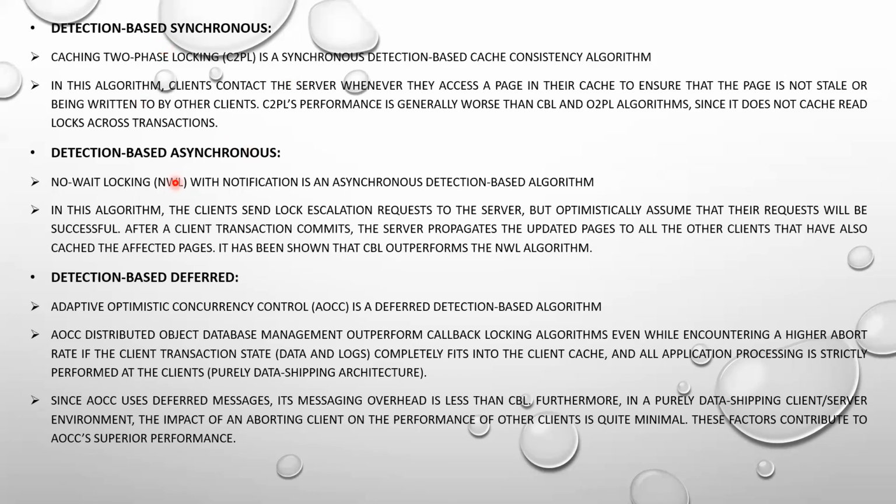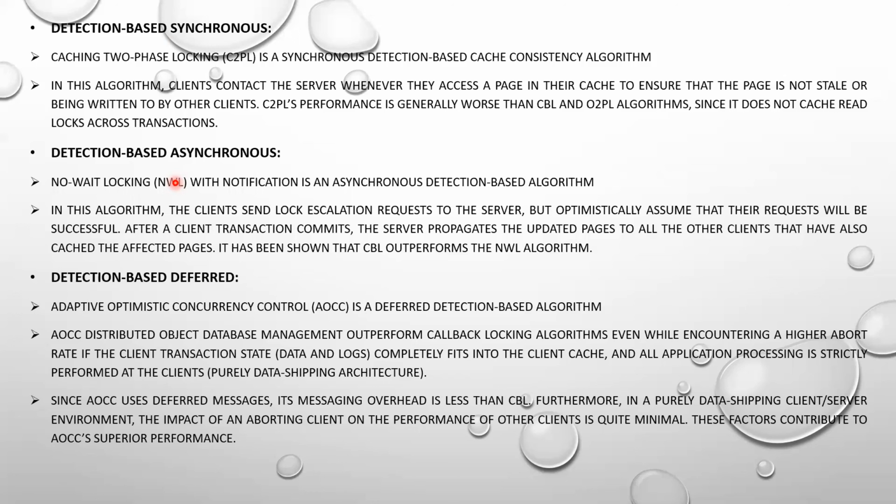Now let us go to detection-based asynchronous. No-wait locking with notification is an example of an asynchronous detection-based algorithm. In this algorithm, the client sends a lock escalation request to the server, but optimistically assumes that the request will be successful. After the client transaction commits, the server propagates the updated page to all other clients that have also cached the affected page. It has been shown that C2PL outperforms the no-wait locking algorithm.